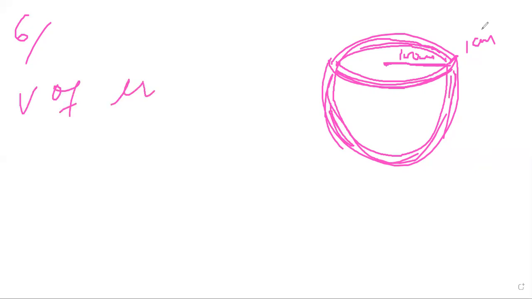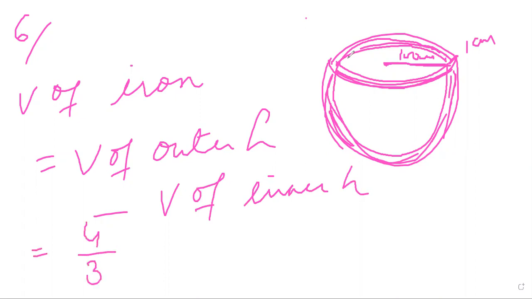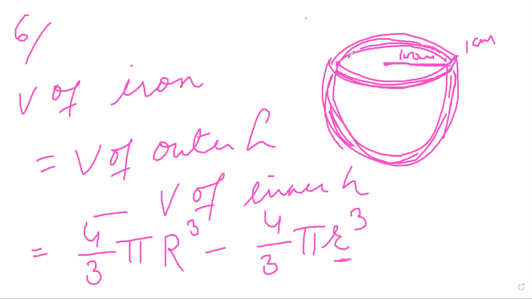Volume of iron will be equal to volume of outer hemisphere minus volume of inner hemisphere. Outer volume will be 4 upon 3 pi, let's take it as capital R cube, minus 4 upon 3 pi small r cube. Here small r is the radius of the inner hemisphere and capital R is the radius of the outer hemisphere.